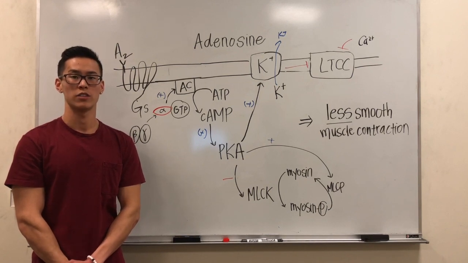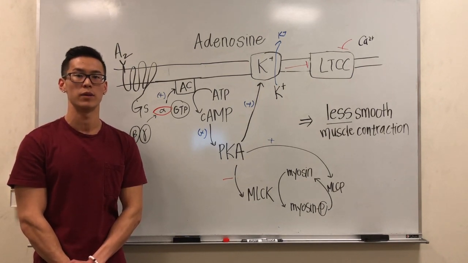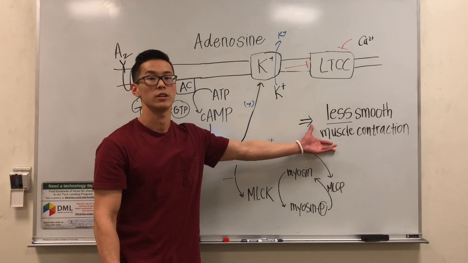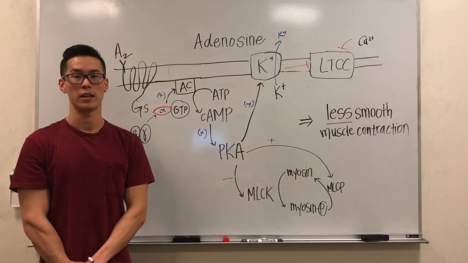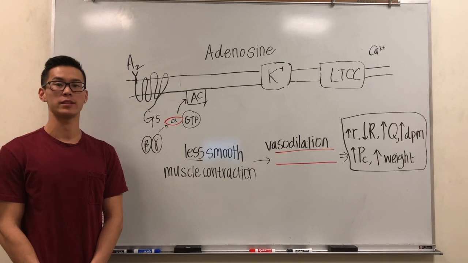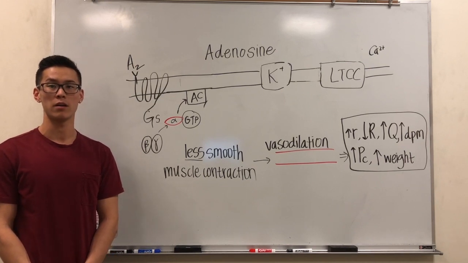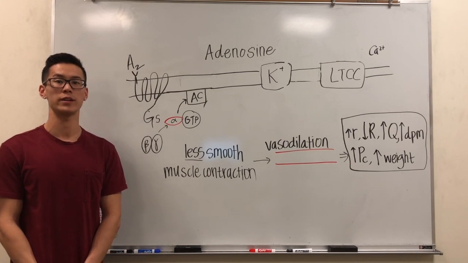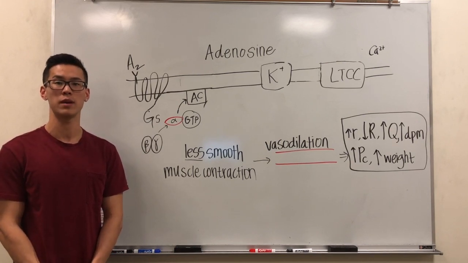Because the phosphorylation of myosin heads is a crucial step in muscle contraction, the lower levels of phosphorylated myosin equate to less smooth muscle contraction. This will result in vasodilation of the arterioles. Vasodilation increases the radius of the tube, and from Ohm's law, this decreases the resistance within that tube, ultimately leading to increased flow through the circulatory system and an increased drip rate.